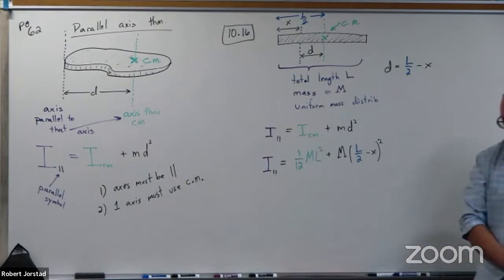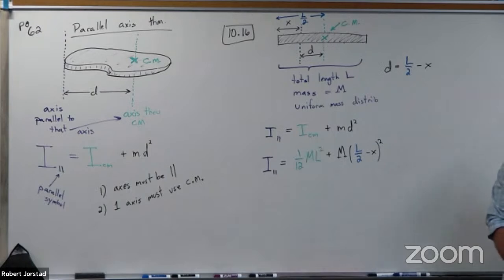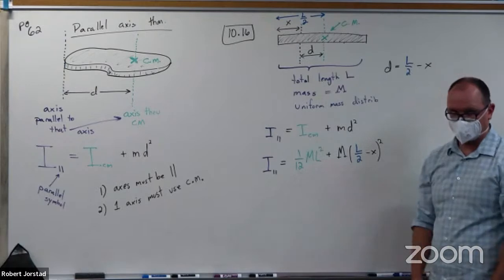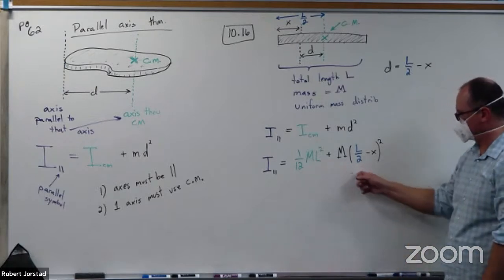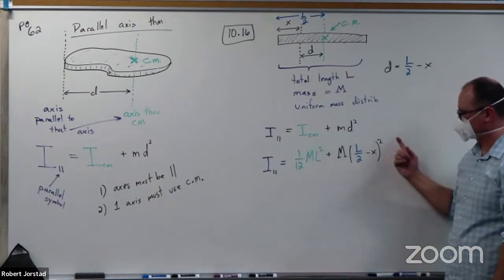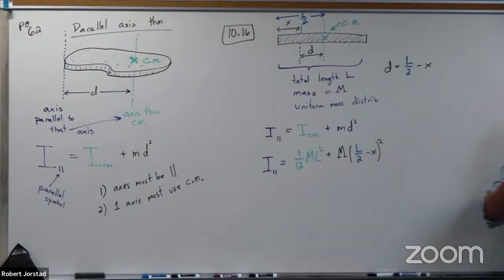How could we check this result? We always like to check if we can think of a good way. What's one way to check everything? Check the units. Kilogram meters squared. Got it. What's another way to check this result?